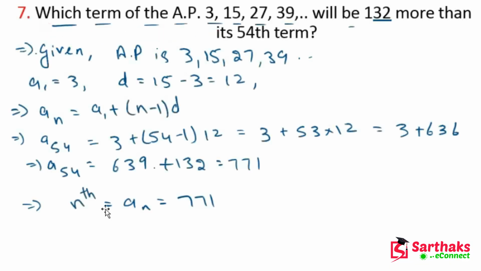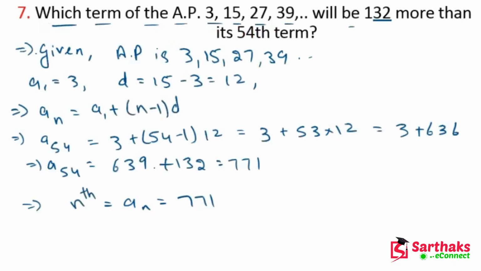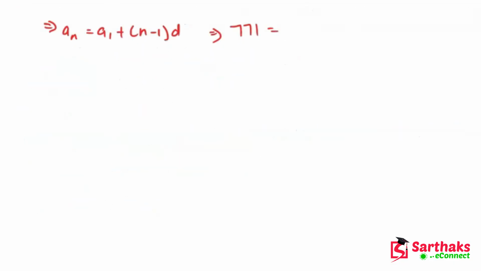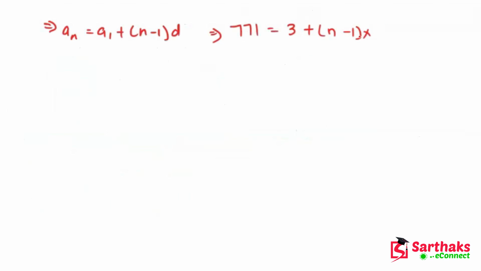How? Here you can see that we know an is a1 plus n minus 1 into d. And an is 771. This is equal to a1. We know that a1 is 3, plus we have to find n, so n minus 1 into d. We know that d is 12.